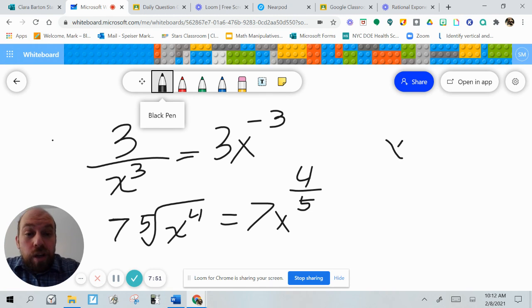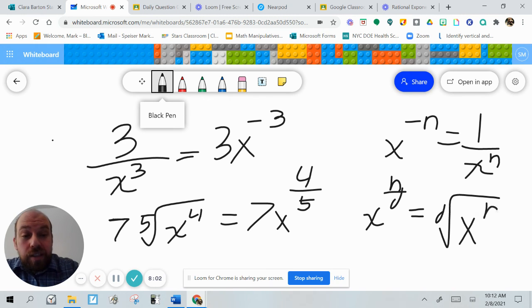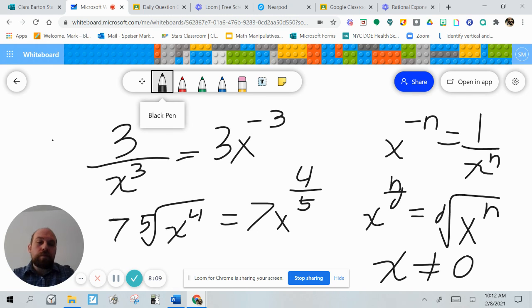And the basic 2 rules are a negative exponent becomes 1 over x to the n. And if you have x to a fraction like n over d, it becomes a dth root of x to the n. And remember, x in all these cases cannot equal 0. Well, in some of the cases it can, but let's avoid 0 in general when it comes to fractions and negative numbers.